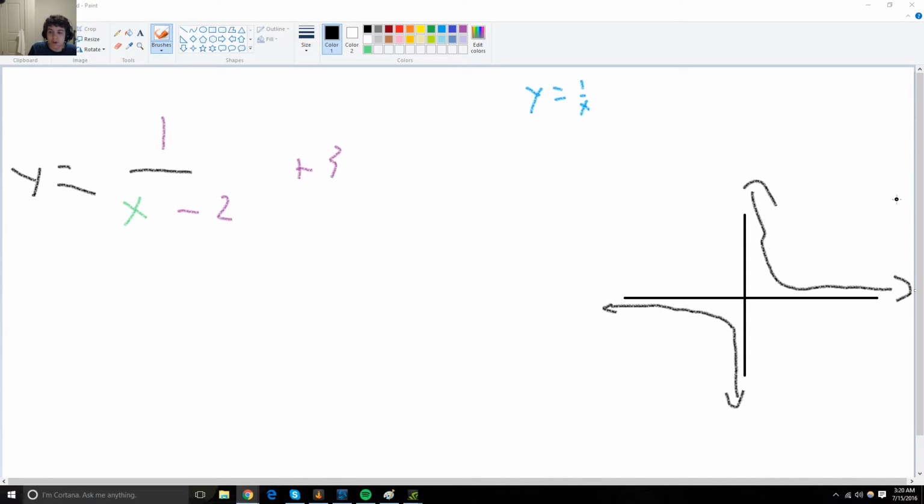There is a vertical asymptote at x equals 0, because if x were to equal 0, that would set the denominator to 0, which can't happen. So at x equals 0, the function is undefined. There's no value there. And you can have holes, but we'll get into that later, maybe. So this is that translated to the right 2 units and up 3 units.